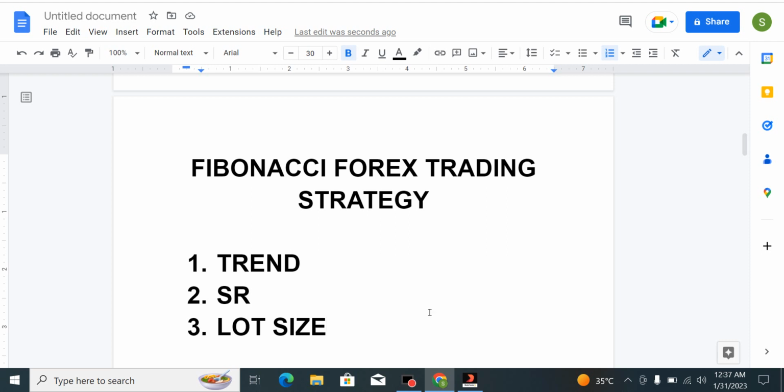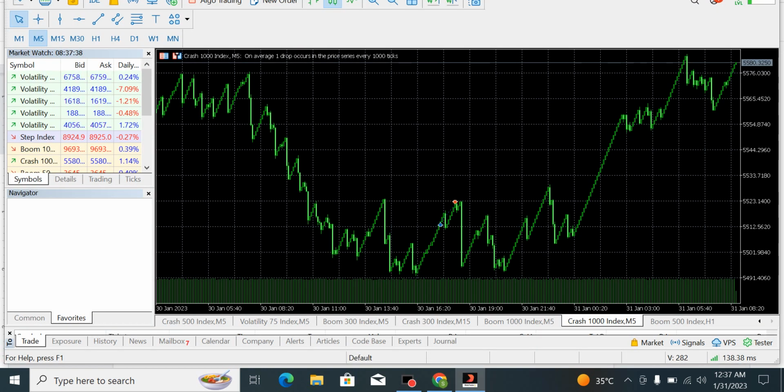So quickly, let's go straight into what we have right here. So I will be going straight to the chart. Okay, this is my chart right here. So you can either use Fibonacci to sell or to buy. It all depends on you, and it is an indicator that comes along with the MT5 system.